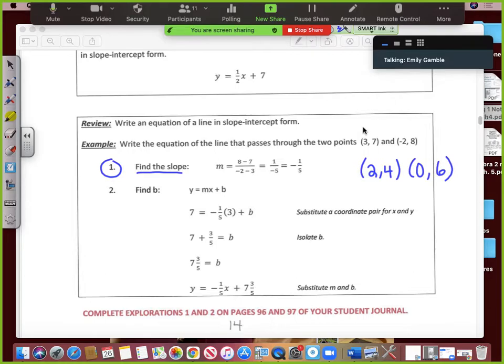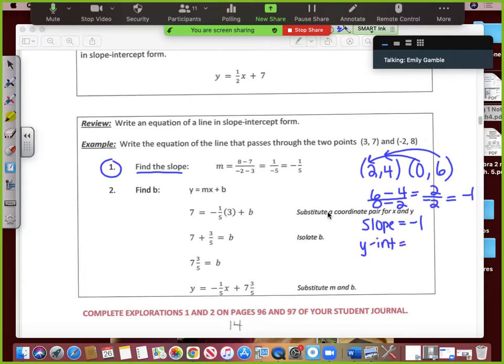So to find the slope of the 2 points, I would do 6 minus 4, since that's y2 minus y1. And I would divide that by 0 minus 2. Well, 6 minus 4 is equal to 2. And 0 minus 2 is equal to -2. So 2 divided by -2 would simplify just to be -1. So the slope of this line is -1. So now that we have the slope, now we need to find the y-intercept.